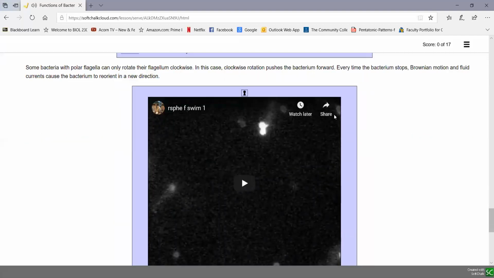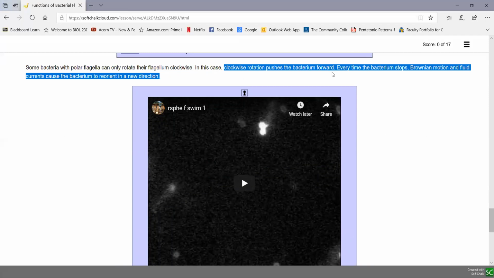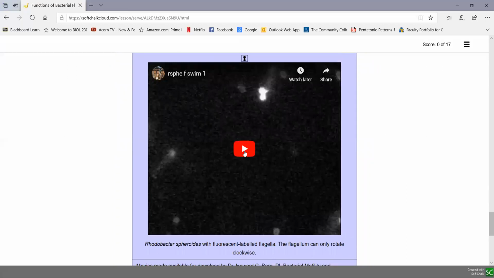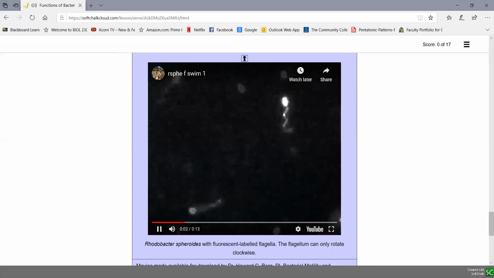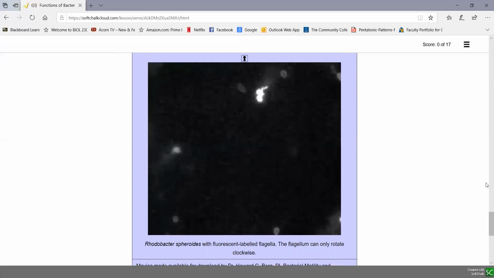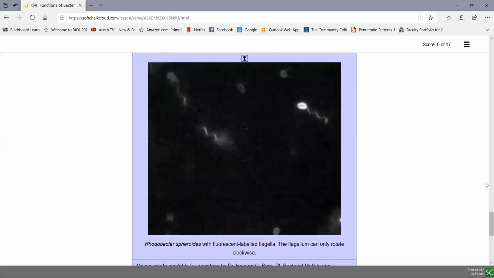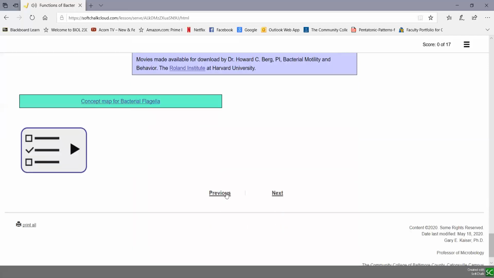And there's a few bacteria of polar flagella that can only rotate clockwise, and that winds up pushing the bacterium forward. And when the bacterium stops, it's Brownian motion and fluid currents that reorient it, as we see in this Rhodobacter. But you can see nicely the flagellum does rotate in this. And there's a little self-check you can do.